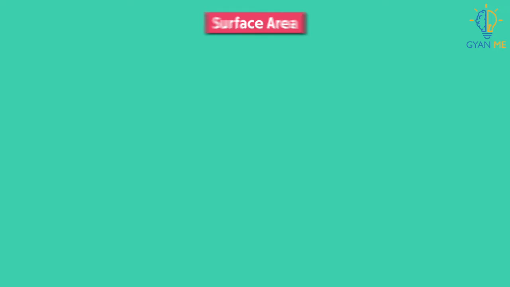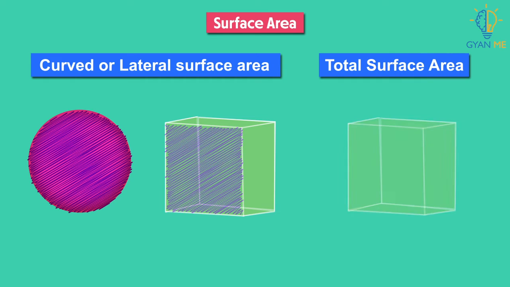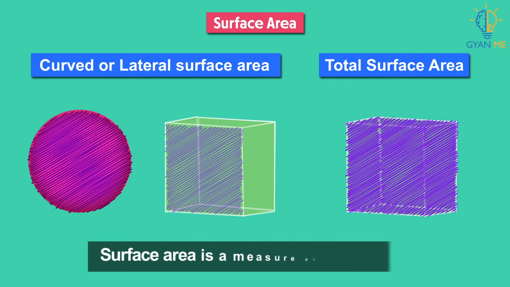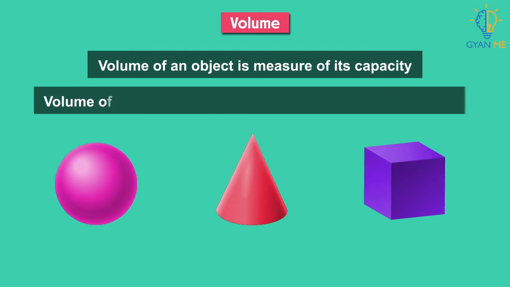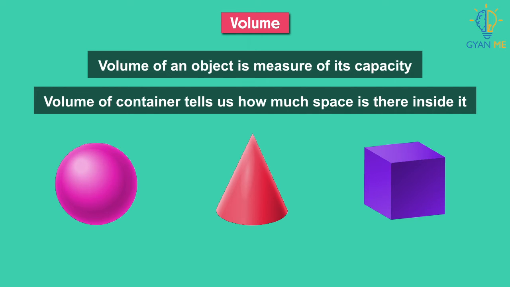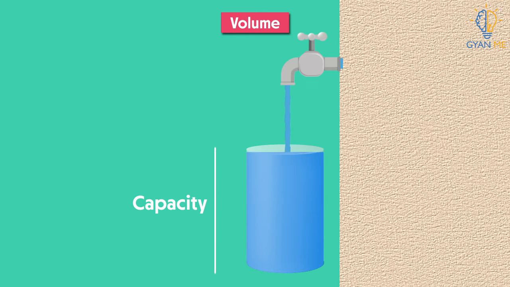Thus, the surface area formula is classified under two categories: curved or lateral surface area formula and total surface area formula. While surface area is measure of any surface, volume of an object is measure of its capacity. Volume of container tells us how much space is there inside it. Suppose if we want to fill cylinder with water, we will fill it from inside and not on surfaces. Therefore, we need to know its capacity, that is its volume.